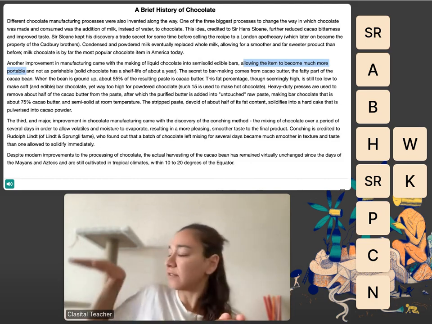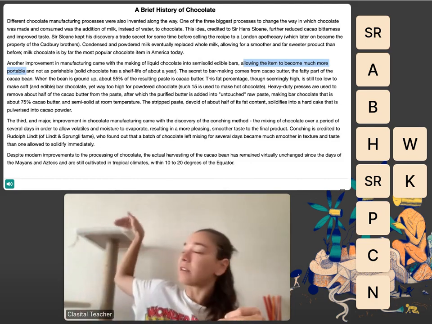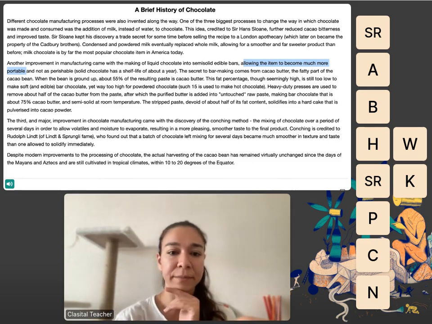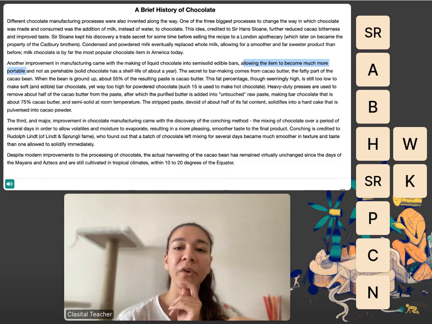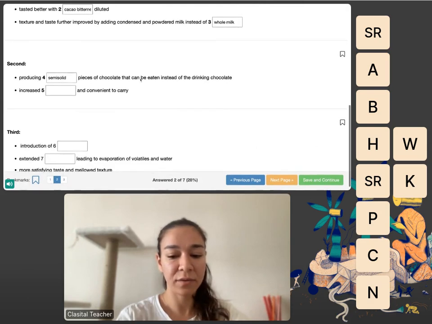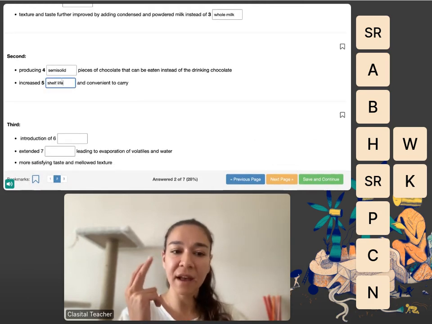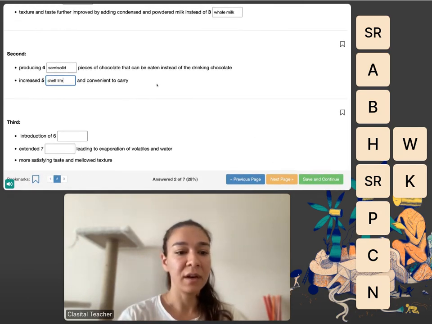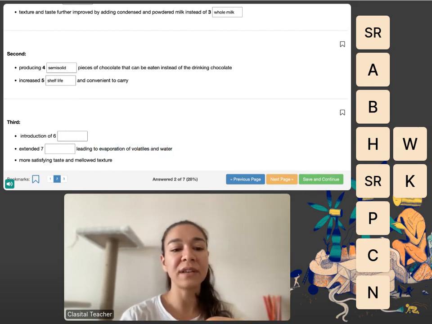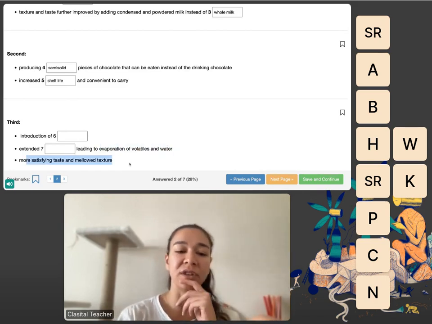You know what a shelf is? A shelf is like in the supermarkets, there are shelves that they put things on. It is shelf. Okay, let's continue. Increased shelf life. We still have used two words, so it's okay. Third, introduction of something, extended something, leading to evaporation of volatiles and water, more satisfying taste and mellow texture.